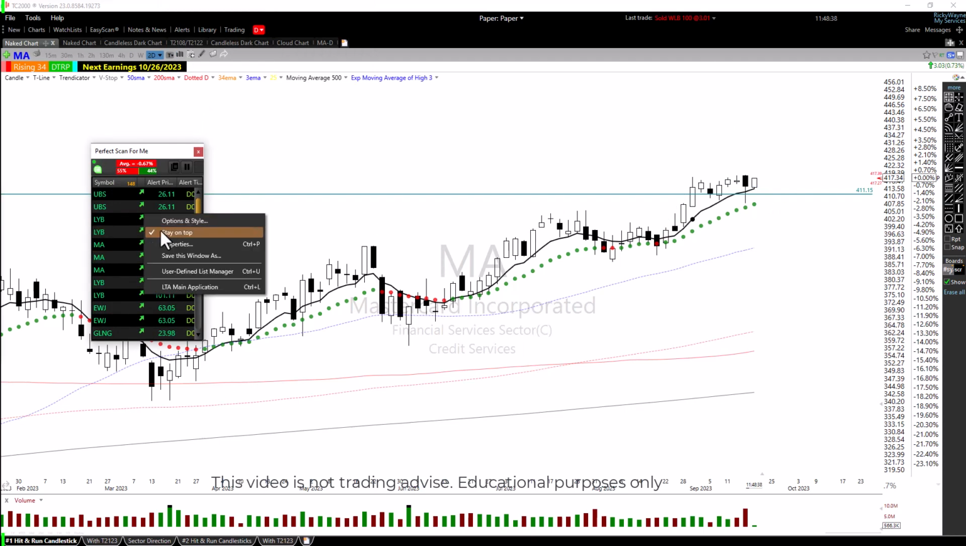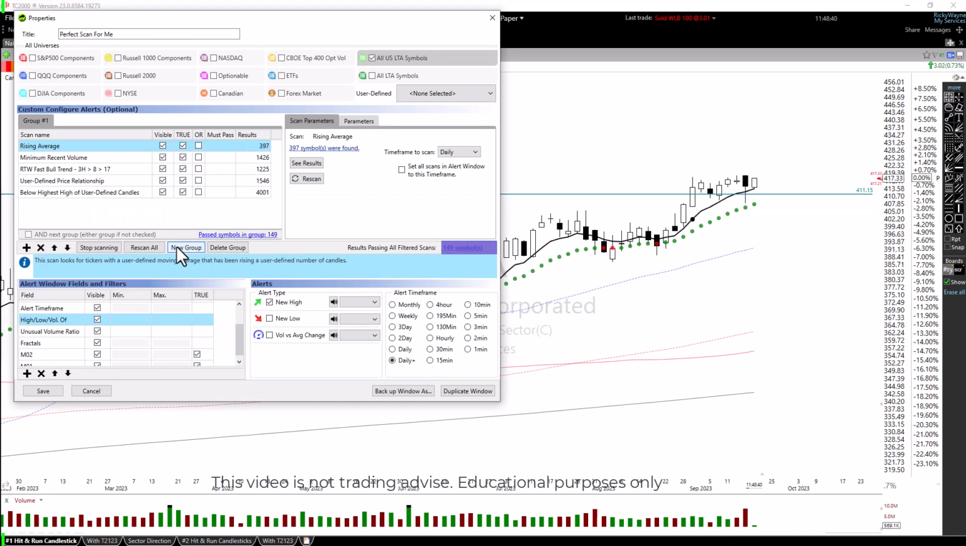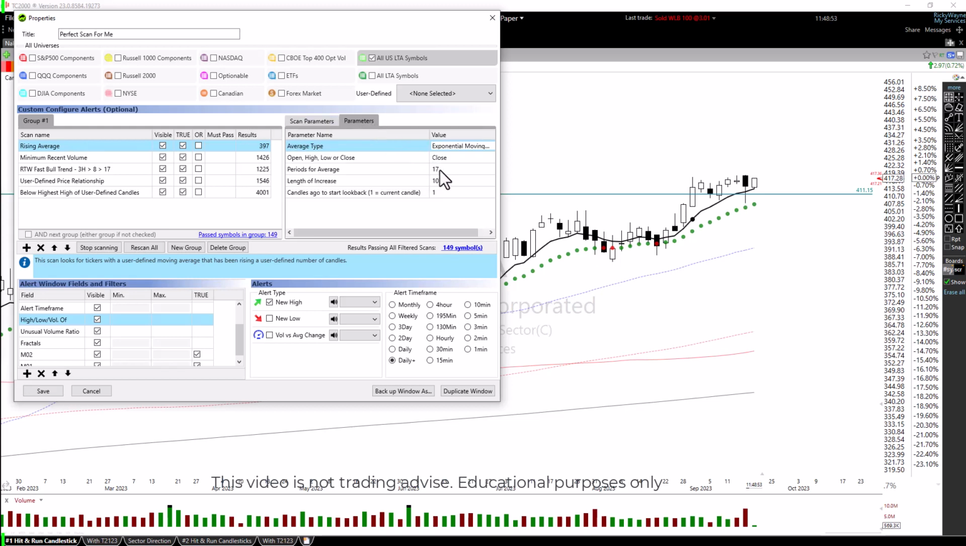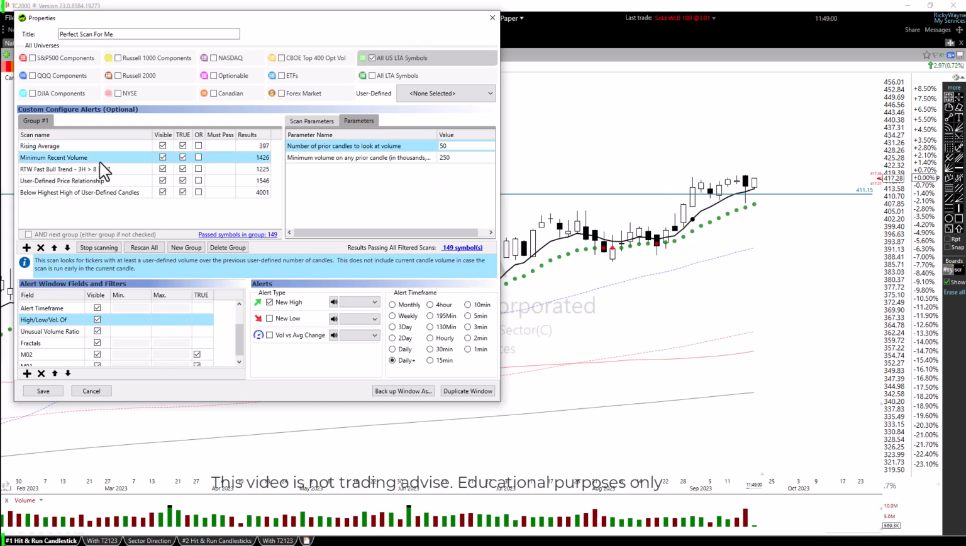And I'm going to talk about what's on that scan, and then we can add some other things on there for fun today a little bit. So number one, I want a rising moving average, and the moving average I use, and I come back to it every single time, is the 17 EMA, the Trendicator, trending for the past 10 days. I want minimum volume of the past 50 days, trading at least 250,000 shares.